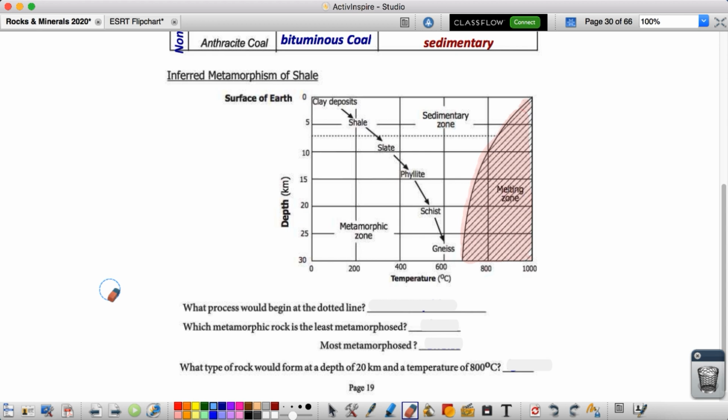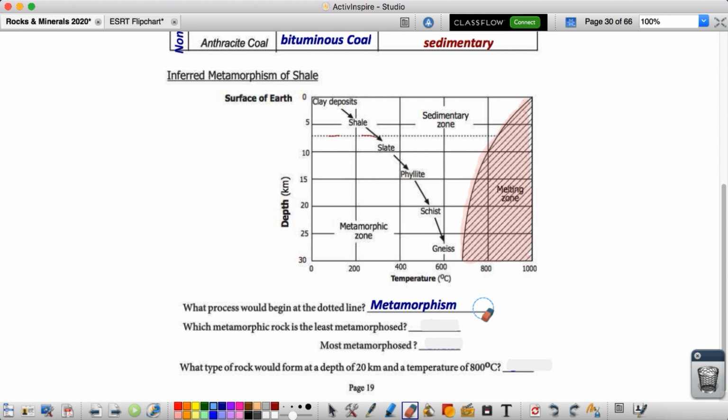Okay, so what process appears to be beginning on this dotted line right here? On that dotted line, what process appears to be beginning right here? There's a sedimentary rock, there's a metamorphic, so the process beginning there should be metamorphism. Now, if you wanted to say recrystallization, I could accept that too.